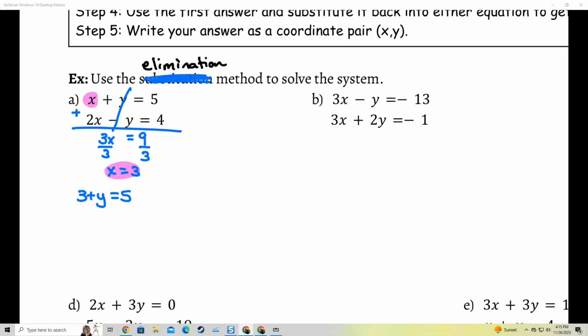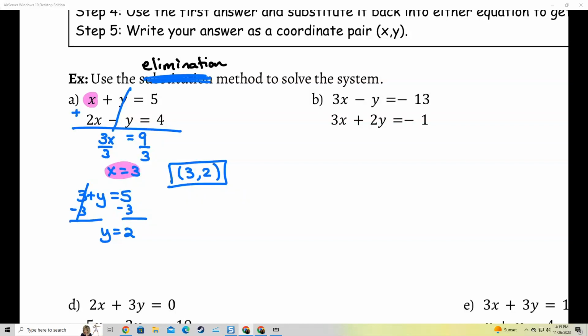And then we're going to solve for y. So subtract 3 on each side. These cancel, and I get y equals 2. This is the second part of my answer. And then the last step says, hey, go ahead and write your answer as an ordered pair or as a coordinate. So we're going to go ahead and write it as (3, 2) is my solution.